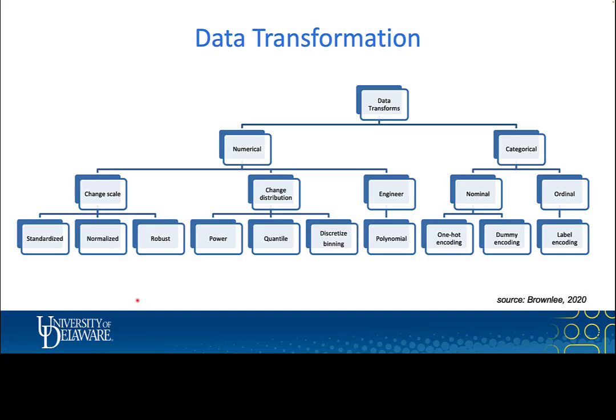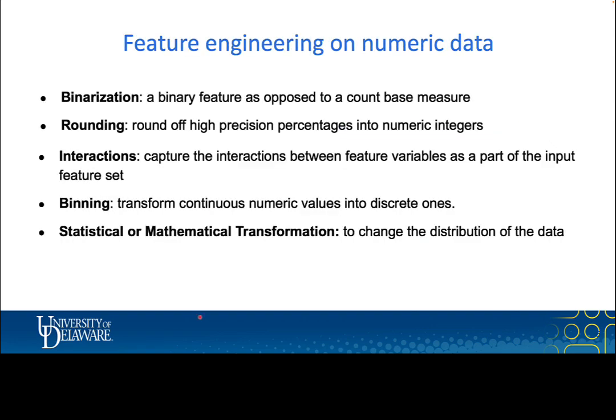Depending on the model to be used, data may need to undergo some transformation. The chart below shows the different transformations that can be applied to the variables depending on the type of variable, numerical or categorical. We will review some of these in the next slides. Let's talk about feature engineering on numerical data. The numerical raw data can be a value or a count, let's say like a frequency of some attribute.